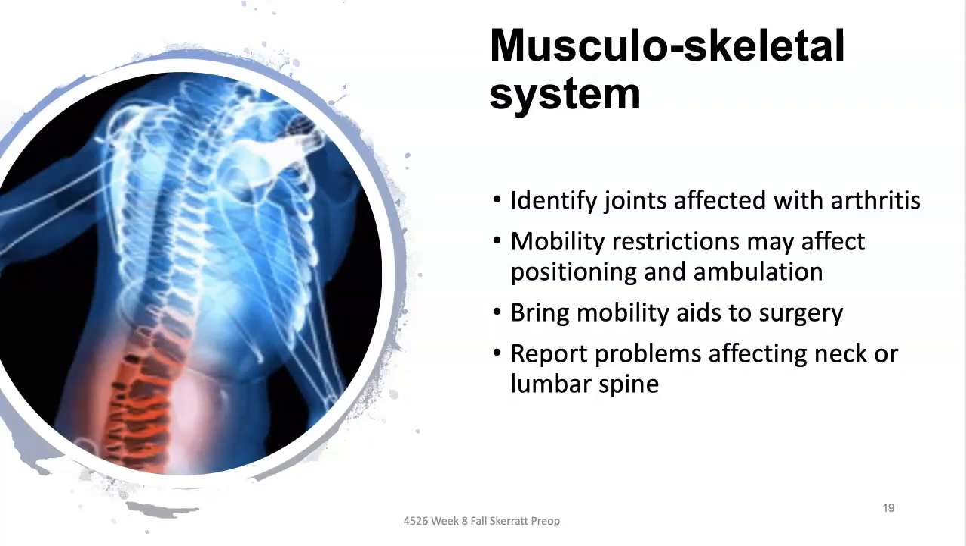The MSK system. Report problems affecting the neck or lumbar spine, because that can affect intubation and airway management during anesthesia delivery. Identify joints affected with arthritis. Are there any mobility restrictions that may affect positioning and ambulation after surgery? Do they use a walker? Do they use a cane? Do they have trouble getting in and out of bed? It is important to bring mobility aids with them to surgery. And, as I said, report problems affecting the neck or lumbar spine prior to intubation.